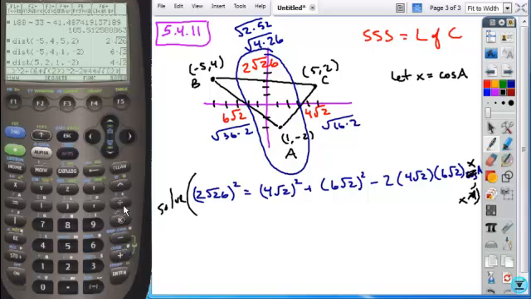Okay, so now I can subtract 2 times, and then just take the product of those, 4 root 2 times 6 root 2. Again, I don't need grouping symbols here. And then I'm going to multiply that by x. So again, don't forget what x represented. It's times x. And then I'm going to solve for x.